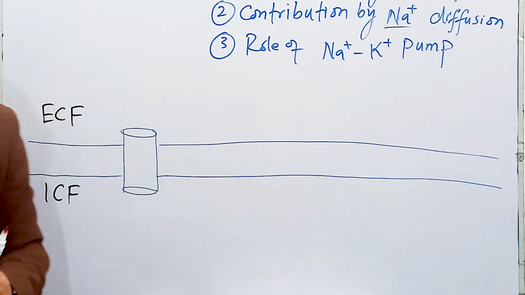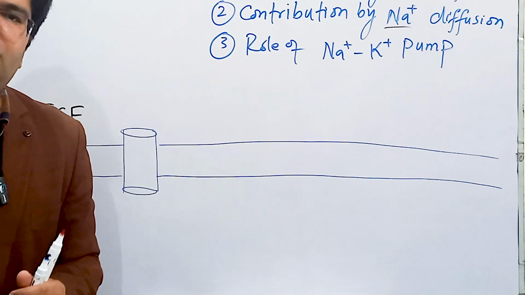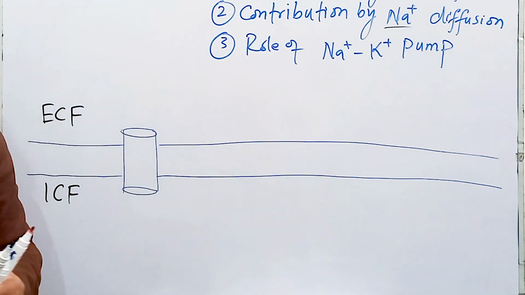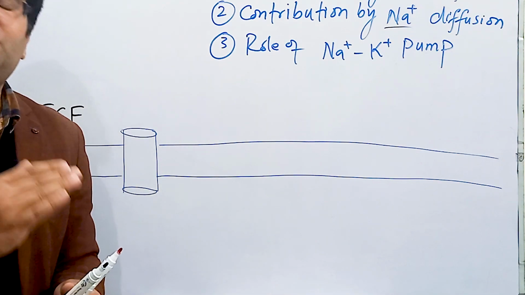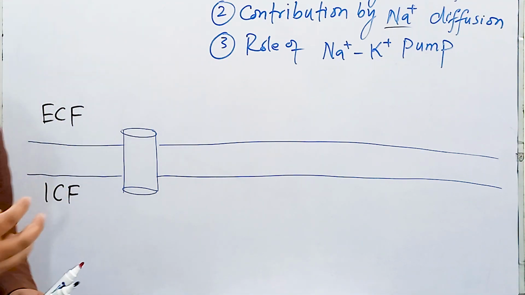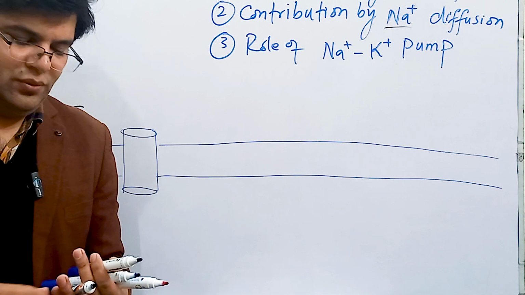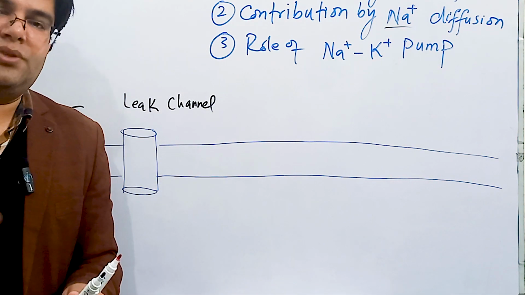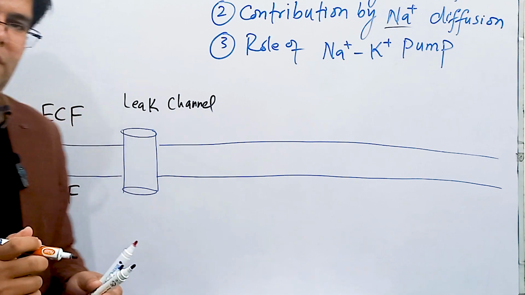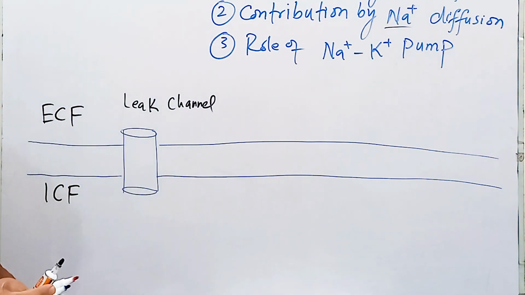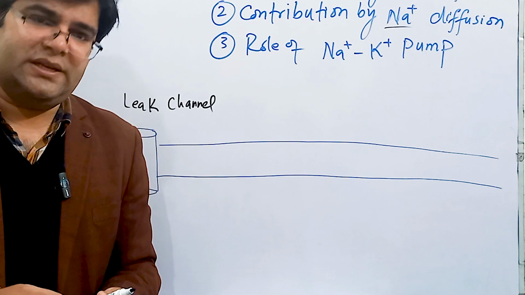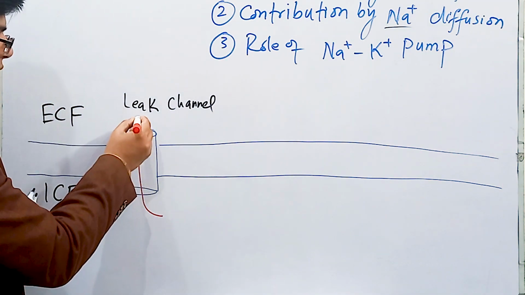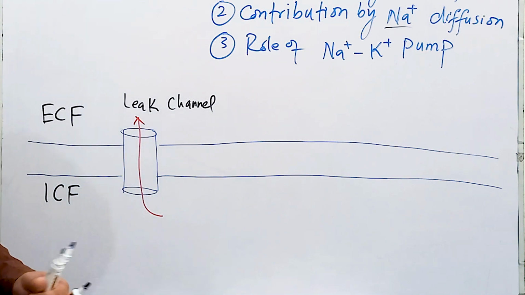One very important channel through which potassium diffuses is the potassium leak channel. This is also called the potassium sodium leak channel because this also allows some sodium to pass through. We can call it a leak channel, potassium leak channel or sodium potassium leak channel. It allows potassium to pass through, and because the concentration of potassium is more inside of the cell, that's where potassium will pass from inside of the cell to outside of the cell.